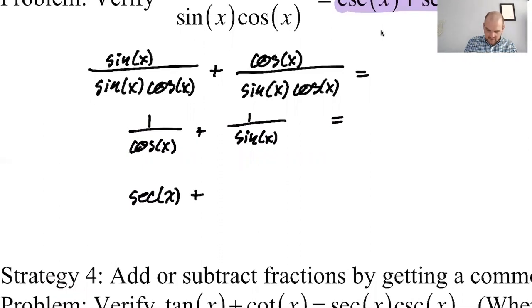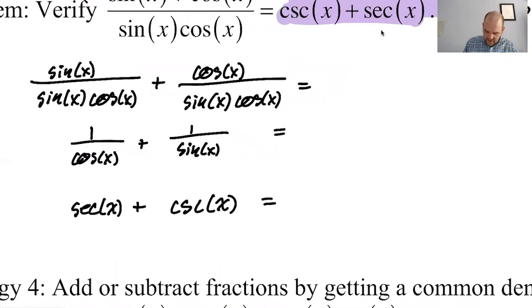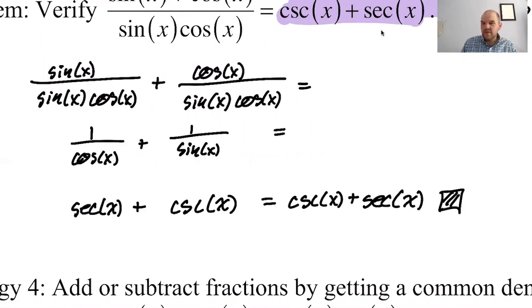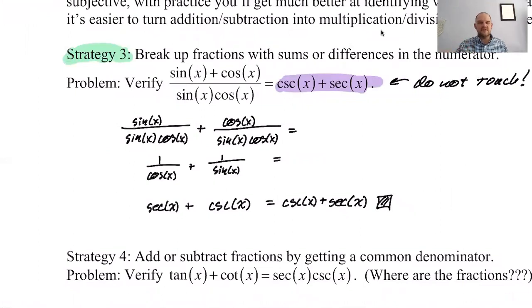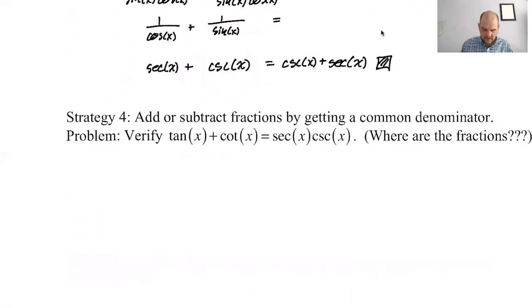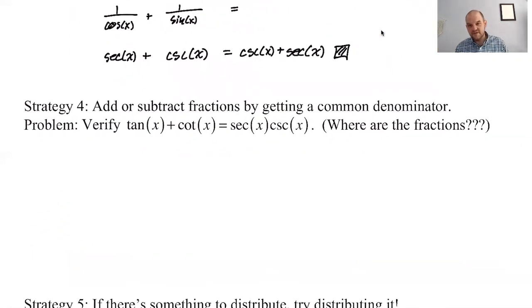And 1 over sine, I know is cosecant, again, by the reciprocal identity. And then this equals the original thing we were given, cosecant plus secant. So I managed to do it without ever crossing the equal sign. You never cross the equal sign. Don't do it. But the takeaway here is, because you see addition or subtraction in your numerator, that's when you want to try this. So it's a good strategy. It works a lot. All of these strategies work a lot. Otherwise, it wouldn't be strategies.